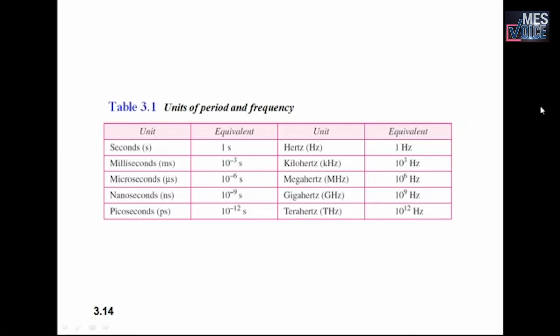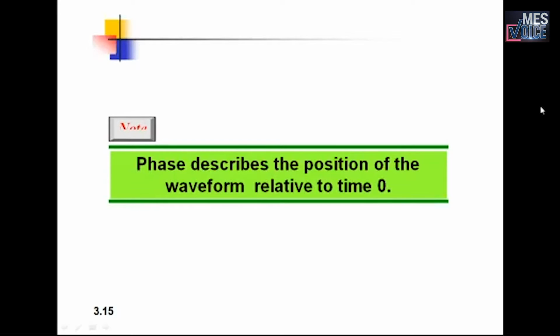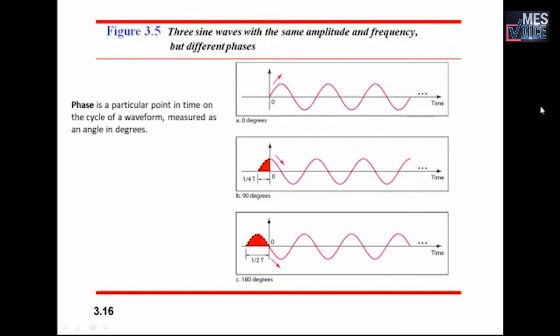Period is measured in different units of time: seconds, milliseconds, microseconds, etc. And frequency is measured in hertz. Now, phase describes the position of the waveform relative to time 0. As you can see, figure A shows a wave with a phase shift of 0 degrees.